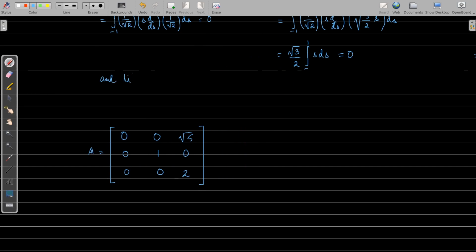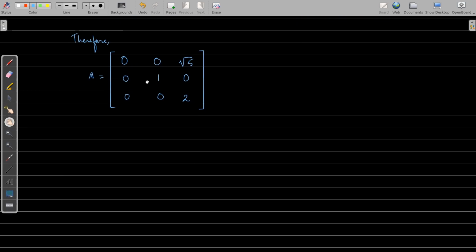And likewise. So therefore A is equal to this, and this represents the linear operator A, which is equal to S into d by ds. So this is what we have.